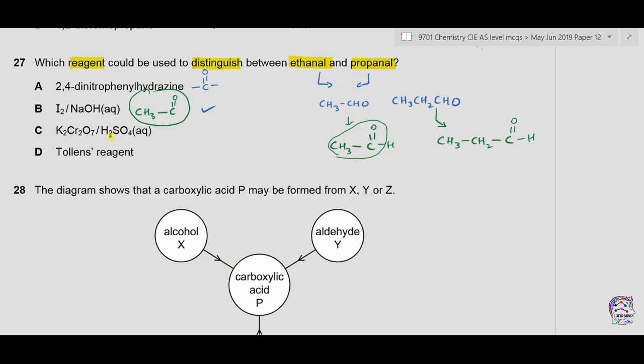C is potassium dichromate in the presence of sulfuric acid. As it is a strong oxidizing agent, both ethanol and propanol will be oxidized to carboxylic acid groups. So both cannot be distinguished by this test. D is Tollens reagent. Both of these compounds are aldehydes, so therefore both give a positive result with Tollens reagent. So only the iodoform test can be used to distinguish between ethanol and propanol.